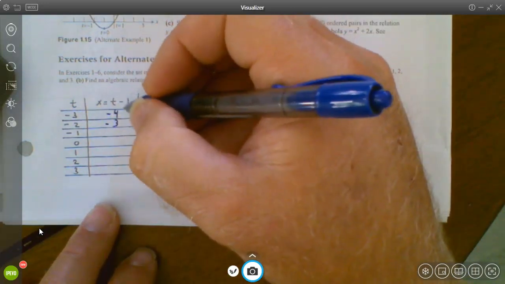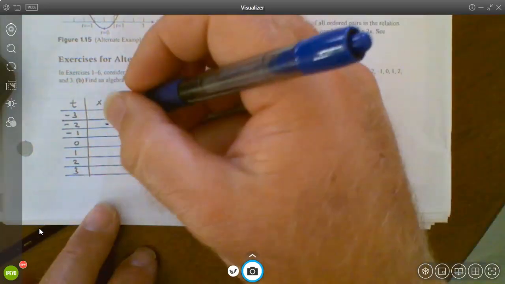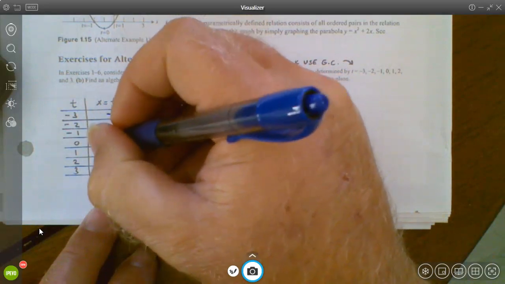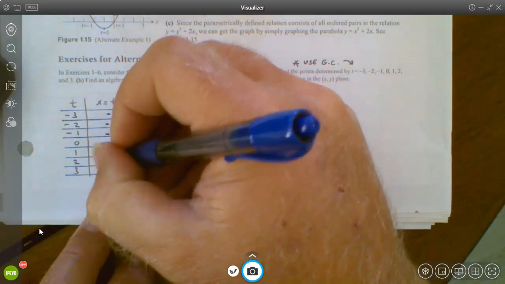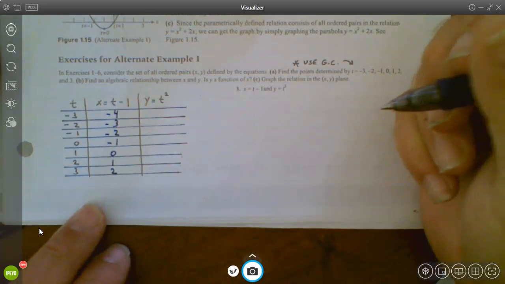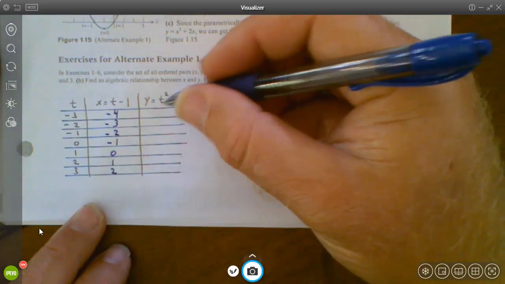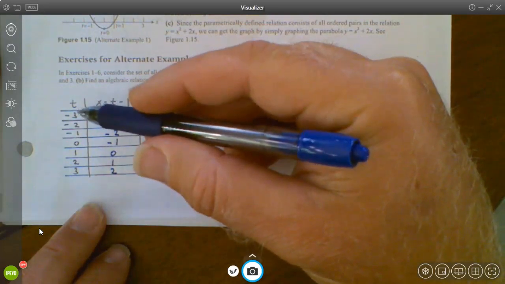We're just subtracting 1 from each of those points. And so as I go down the list here, you can start filling these in real quick once you recognize the pattern. And so there's some values for x's. Our values for the y's are going to be the t squared. So I'm just going to go down and square these guys.